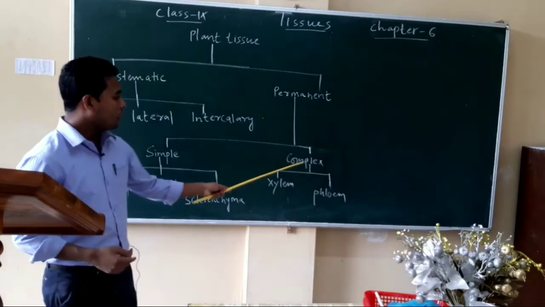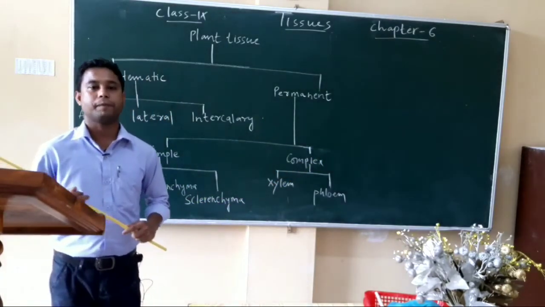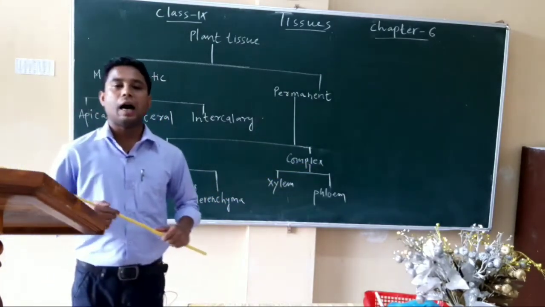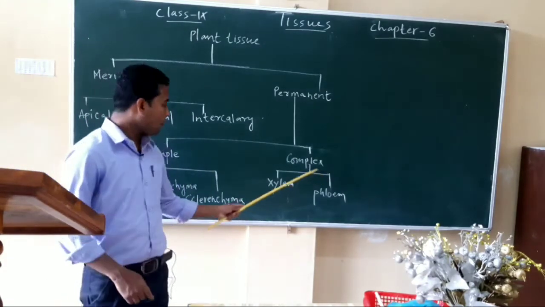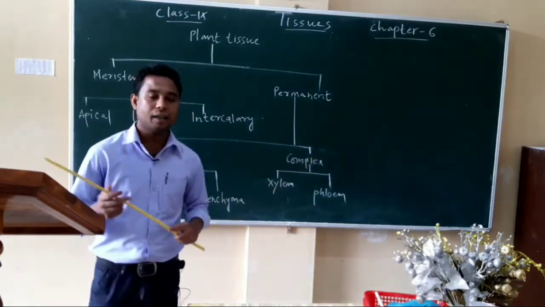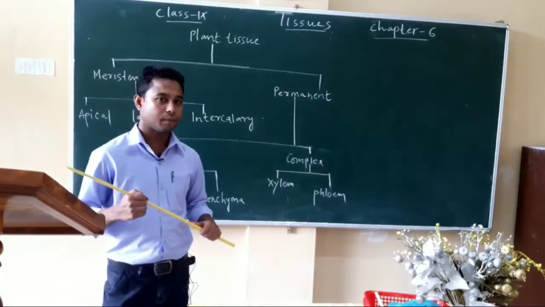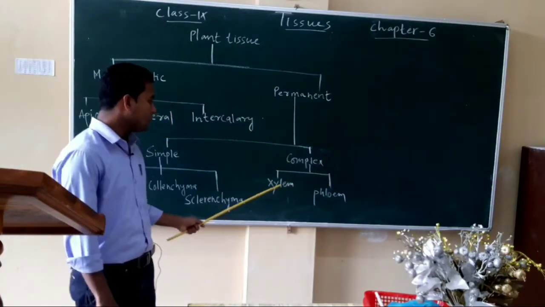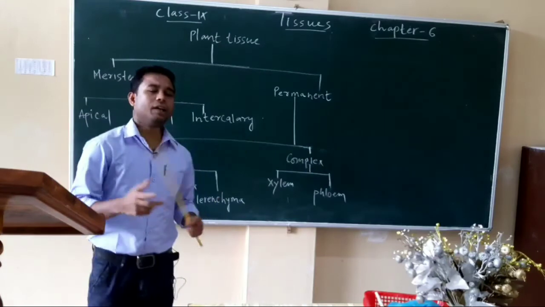Now we move on to complex permanent tissue. Complex permanent tissues are made up of more than one type of cells. Complex permanent tissues can be divided into two parts, that is xylem and phloem.